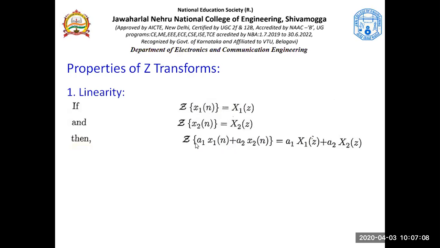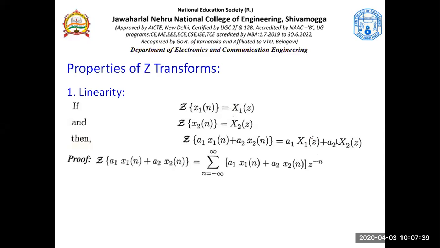How? The Z transform is linear means that the scalar can be separated and Z transform can only be applied on the signal. See, the scalar we have separated. We have applied Z transform on the signal, so that became x1 of z. We have separated a2 and applied Z transform only on x2 of n, and that became x2 of z. So how is this possible? We need to look at the proof of this. Every property has a proof, and we are looking at that proof now.